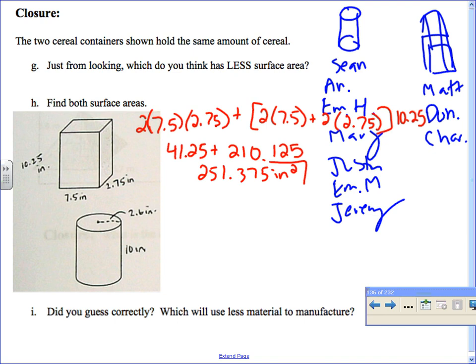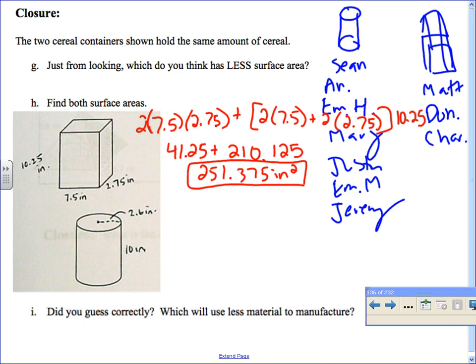Okay, I'm going to start to go over this. So the first one should be 251.375 inches squared. If you round it differently, that's okay. So on the rectangular prism, questions on how to use the formula? Okay, on the second one, Emma, sorry.